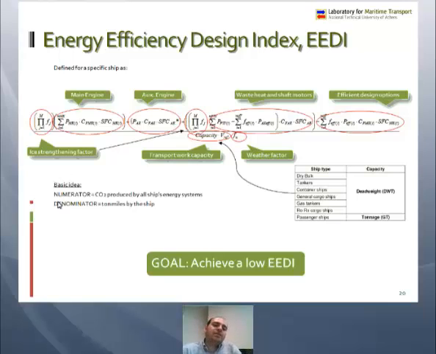And the basic idea is that the numerator is the CO2 produced by all ships' energy systems, like auxiliary engines, main engines, waste heat, and shaft motors and others. You take into account measures that can reduce emissions, in here, in the efficient design options, and the denominator is the ton miles by the ship. And your goal is to achieve a low EEDI.